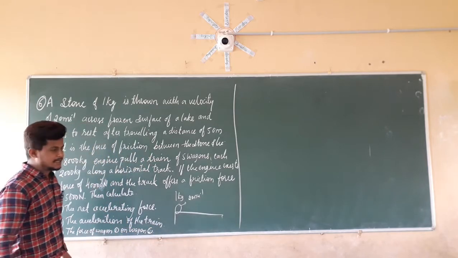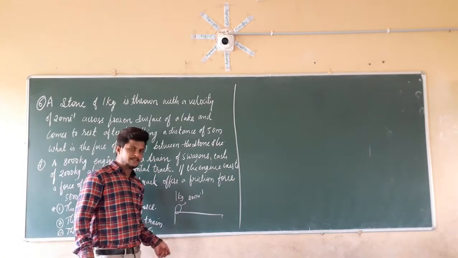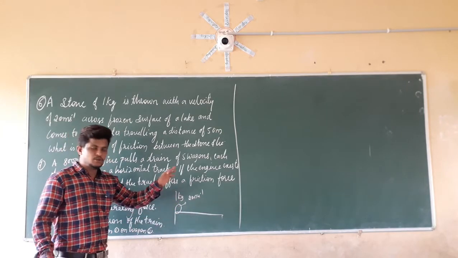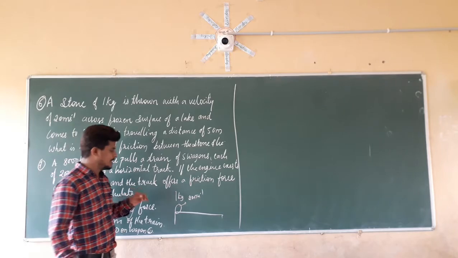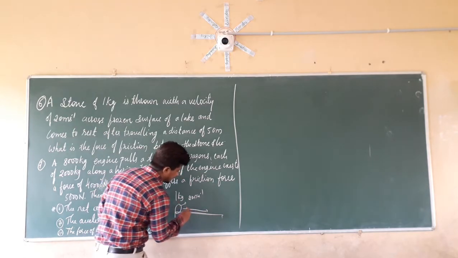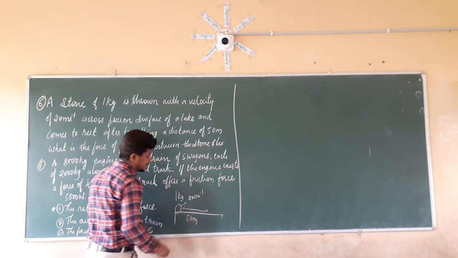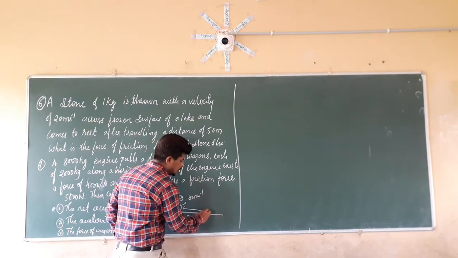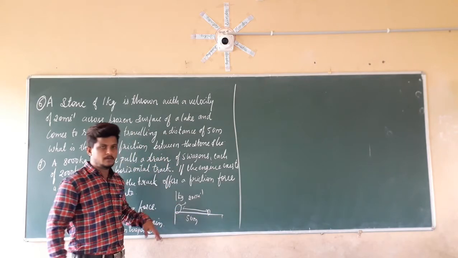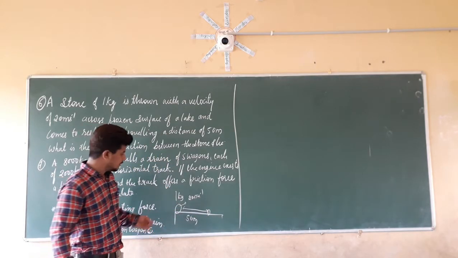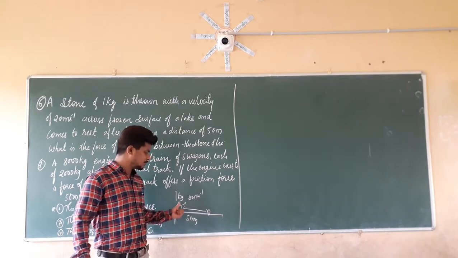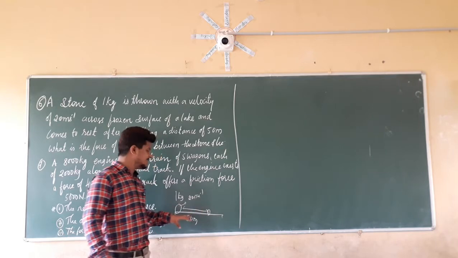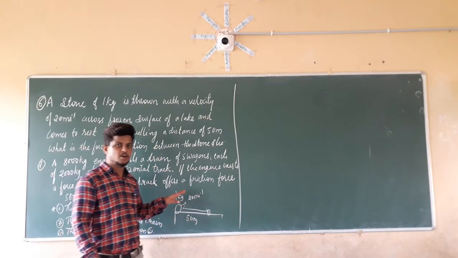Due to the friction force which is present between the surface and the ice, the ball is going to stop after covering 50 meters of distance. At this point, the velocity of this ball will be equal to 0. The time taken by the ball to stop is not given, and the acceleration of the ball is also not given.